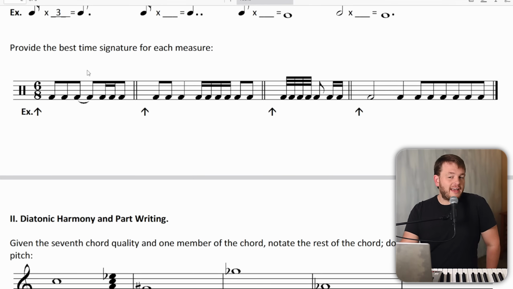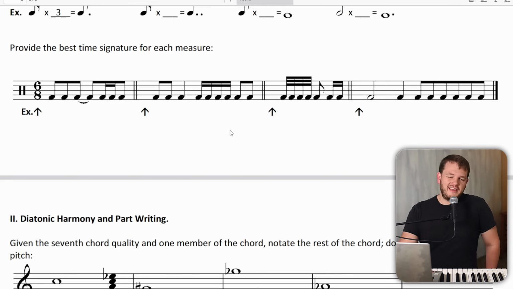Up next, I want you to provide the best time signature. Best is an important word here because often there's more than one option, but there's typically a best one. So this is a pretty clear 6/8, 2 groups of 3 eighth notes. Up first, the next one is a really clear 4/4. You can see those 4 beats. There are 4 quarter notes in that measure, but also the beaming really agrees with that.